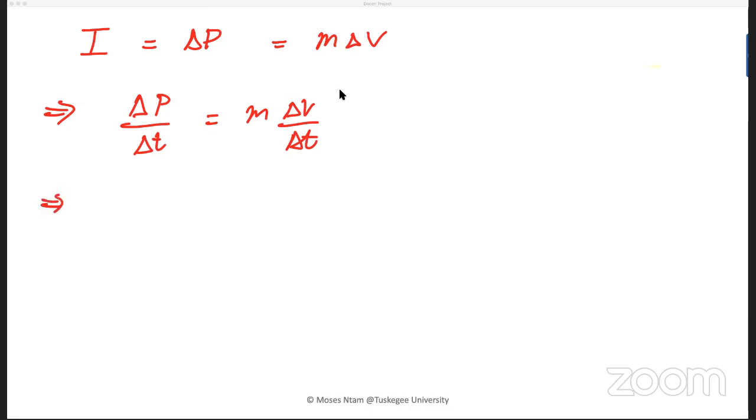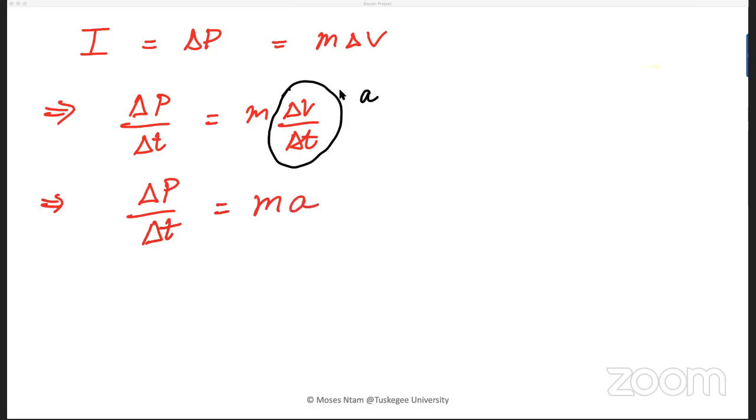So this simply means that the change in P divided by change in T, if you look carefully, you recognize that change in V divided by change in T is the acceleration. So that means change in P divided by change in T is M times A. And M times A, we recall, Newton's third law, sorry, Newton's second law, F net equals MA.